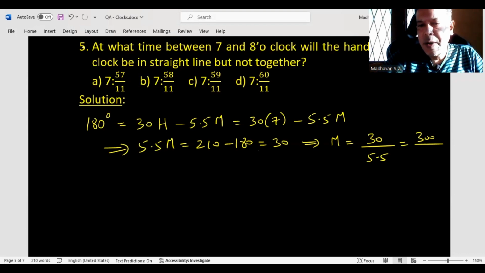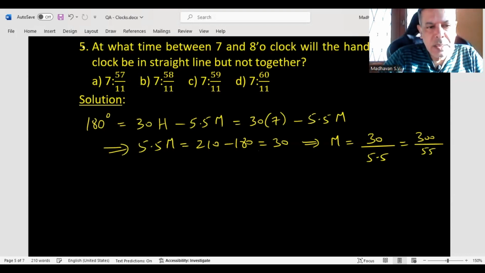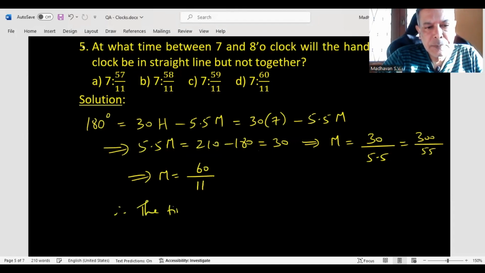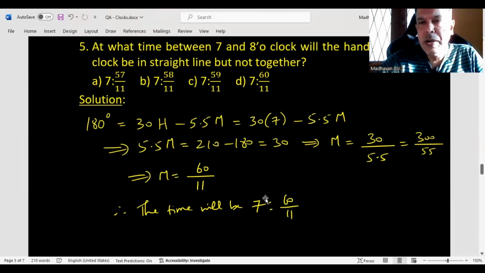Which means our m will be 30 divided by 5.5, which can be simplified by removing the decimal, multiplying numerator and denominator by 10, we get this. Further, this can be simplified as 5 11s are 55, 5 60s are 300. Therefore, the time will be 7 hours and 60 by 11 minutes. Let us move on to the next question.